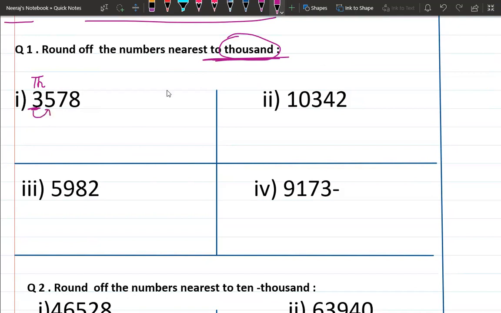And you know that if the digit is greater than 5 or equal to 5, the thousands place digit will increase by 1. Now the digit is 5, so the thousands place digit will increase by 1, and the rest of the digits will become 0. So 3 will become 4, and the rest of the digits will become zeros. So we'll write 3 zeros.